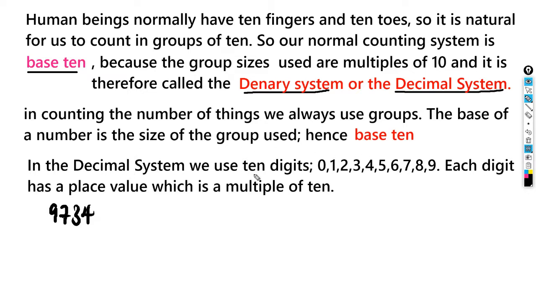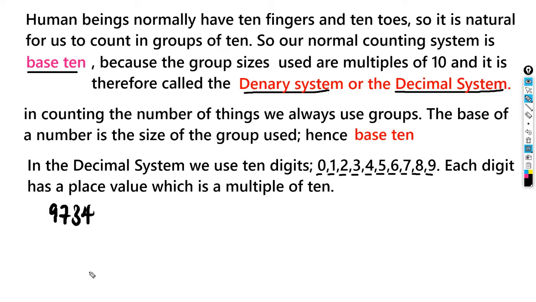In the decimal system, we use 10 digits: 0, 1, 2, 3, 4, 5, 6, 7, 8, and 9. So this would be 1, 2, 3, 4, 5, 6, 7, 8, 9, and 10, which would be 10. Basically 10 numbers. Each digit has a place value, which is a multiple of 10. And let's explain how we actually do it here.